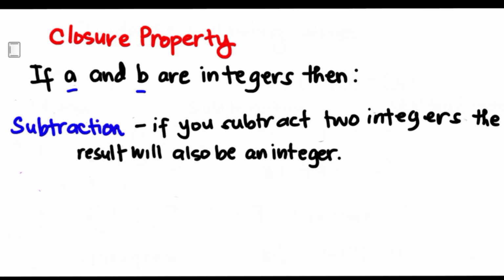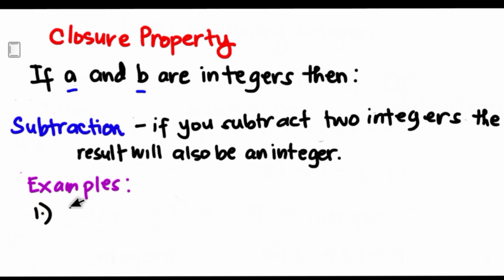So, let's have another one. Closure property of integers is also closed under subtraction. So, if you subtract two integers, the result will also be an integer. So, pag nag-minus daw po tayo ng dalawang integers, ang sagot ay integer pa din. So, let's have an example. Or examples rather.